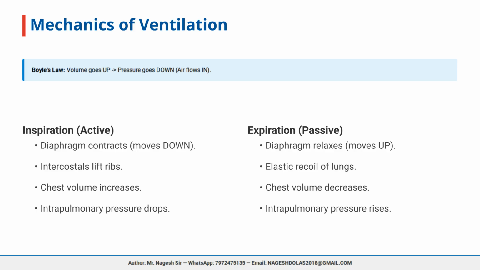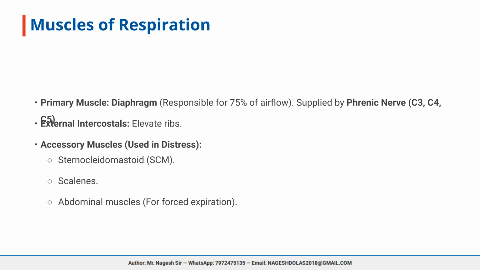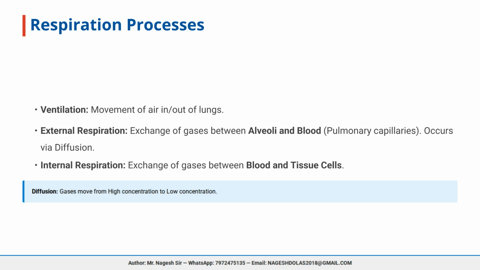Ventilation involves 2 phases, according to Boyle's law. Inspiration is active. The diaphragm contracts, chest volume increases, and intrapulmonary pressure drops. Expiration is passive. The diaphragm relaxes, chest volume decreases, and intrapulmonary pressure rises, forcing air out. The primary muscle of respiration is the diaphragm, responsible for 75% of airflow supplied by the phrenic nerve. External intercostals also elevate the ribs. Accessory muscles, like the SCM and scalenes, are used only in distress or for forced expiration.